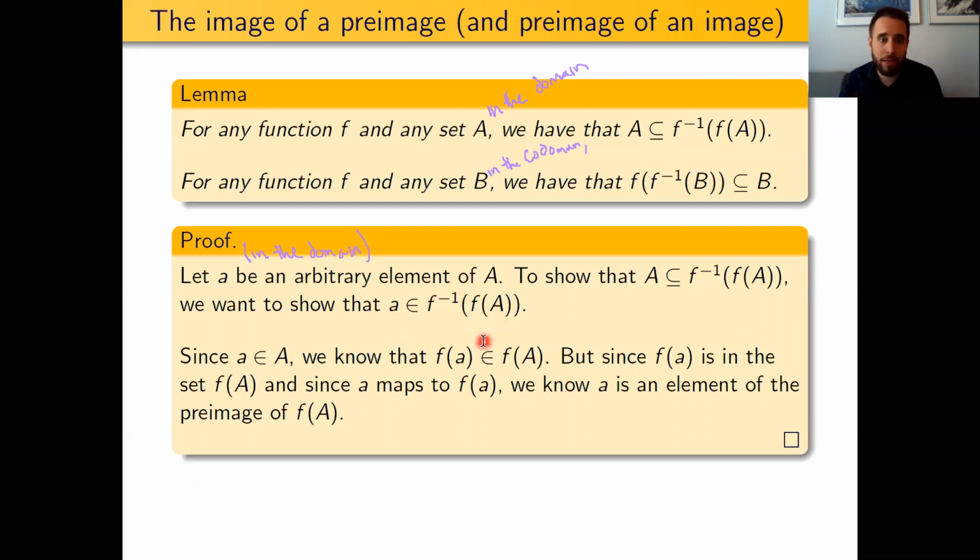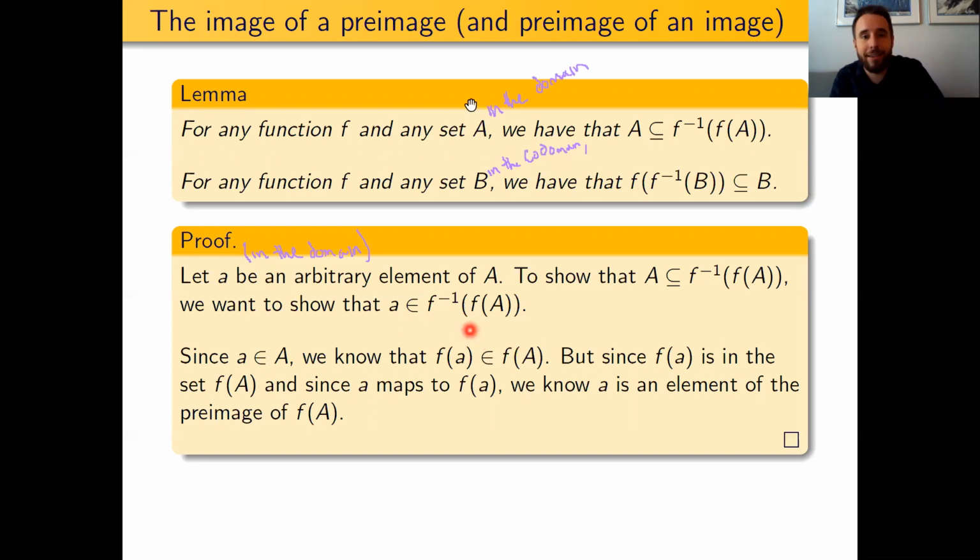Okay, now I'm going to read the rest of this verbatim and then we'll piece together what it means. Since a is in set A, we know that f of little a is an element of f of big A. So f of little a is an element of the image of A. But since f of a is in the set f of big A, and since little a maps to f of a, we also know that little a is an element of the pre-image of f of a. Okay, so that's a little bit of a word salad. Let's figure out exactly what that means.